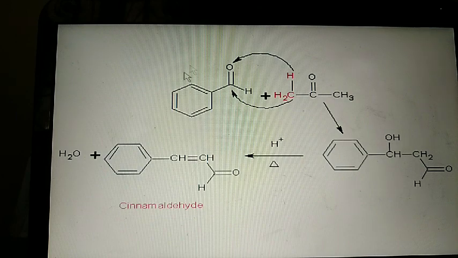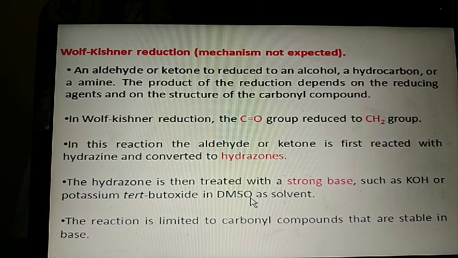See here, this benzaldehyde and this acetone. This acetone has an alpha hydrogen. This alpha hydrogen reacts with this benzaldehyde. This is the product, and with proton transfer it will give the cinnamaldehyde-type product. So in a similar fashion, the Wolff-Kishner reduction. Mechanism is not expected here; they have not asked for the mechanism. Anyhow, you can be aware of this.